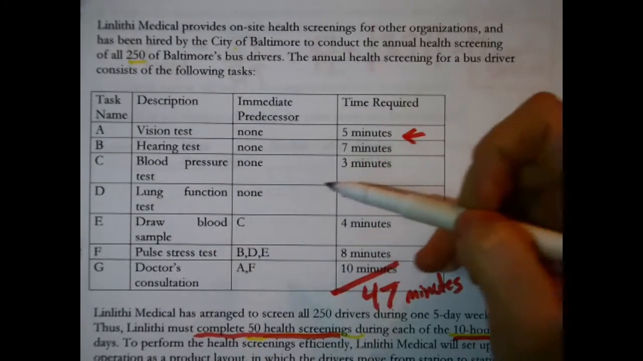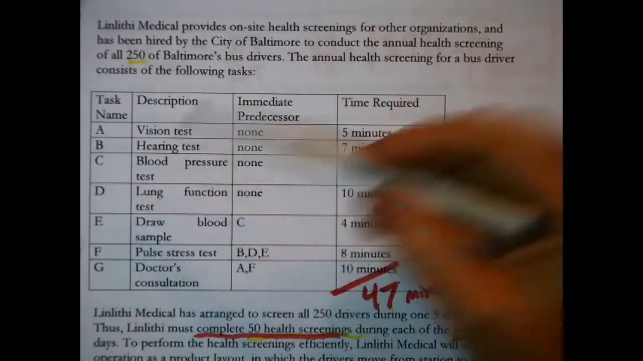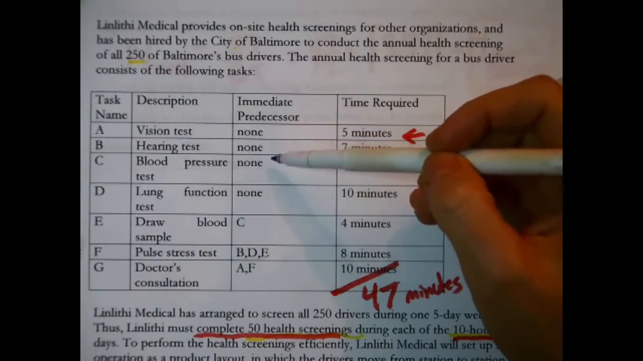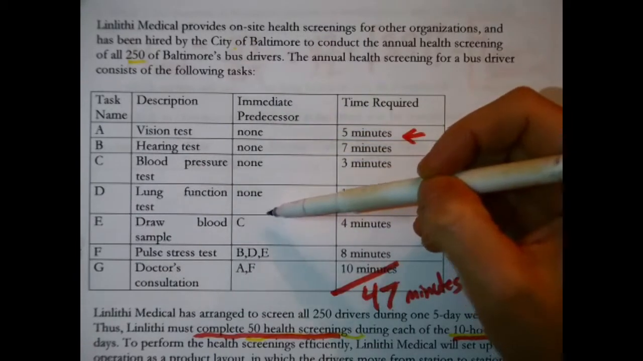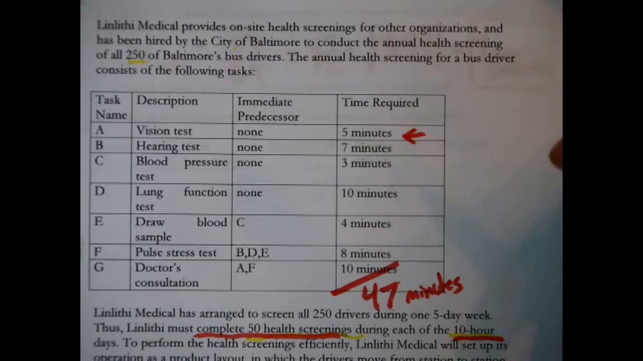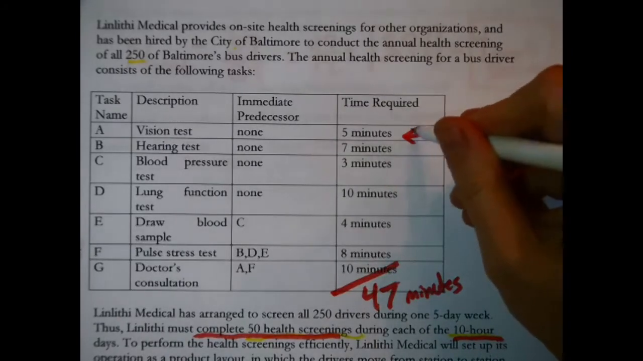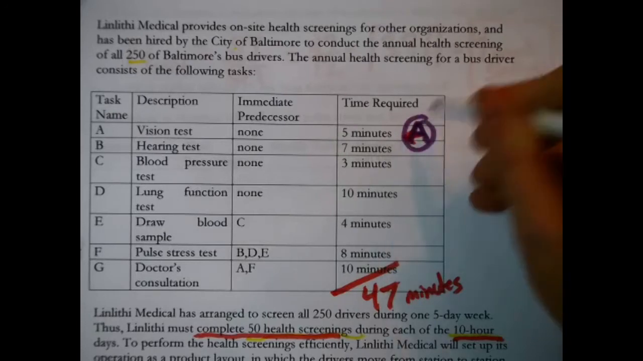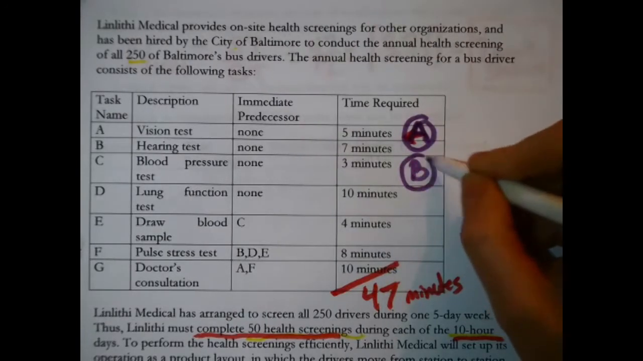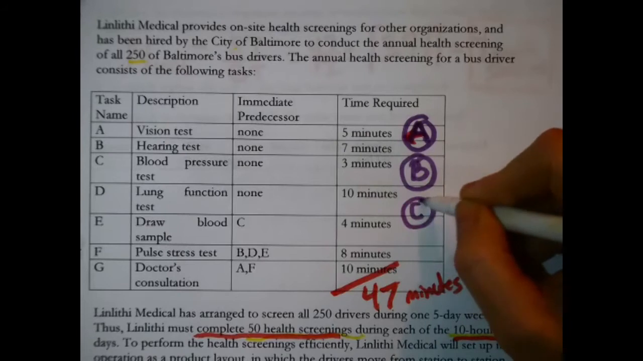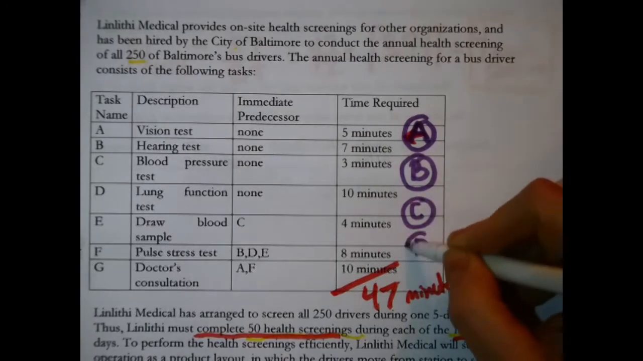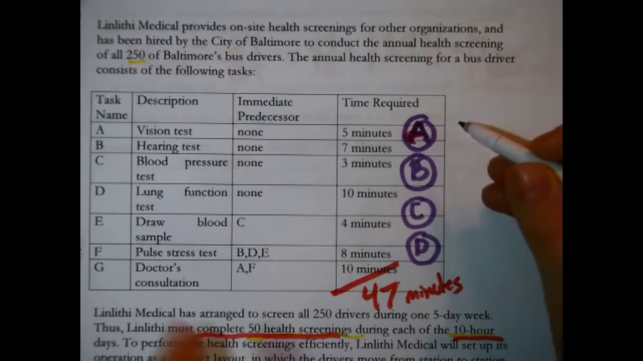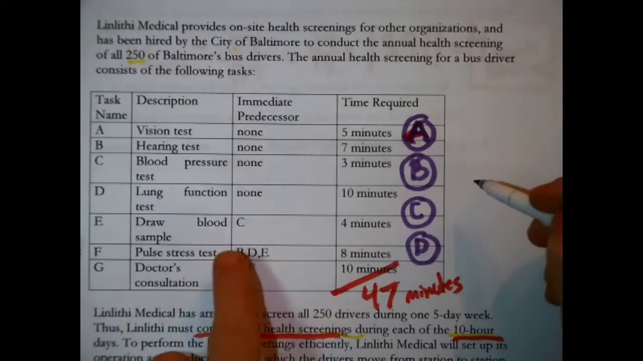How do I do that? I scan the list of tasks. First, I'm looking for all the tasks that don't have any immediate predecessors, and I see that there's 4 of them here. All right, I'm going to draw a symbol of them. This is task A, this is task B, this is task C, and this is task D. Okay, fine. Now what? Now I want to add the other tasks.